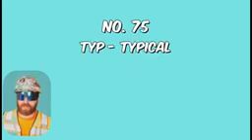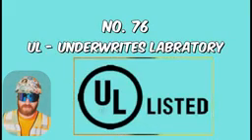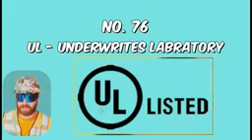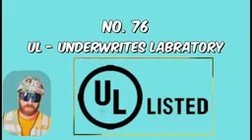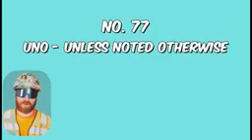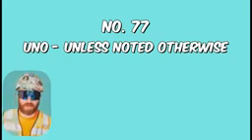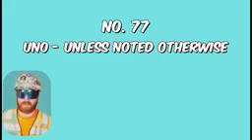TYP, or typical, is another acronym you might see on a drawing set, meaning that the detail might be typical of all other locations instead of redrawing that detail or symbol multiple times. UL, or Underwriters Laboratories, is a safety science company that tests products to help provide standards within the construction industry. UNO, or unless noted otherwise, it's another note you'll see on the drawing similar to TYP or typical, which means that you are to follow that condition as it's typical unless it is specifically said otherwise. It helps save space and clutter on the drawing set.